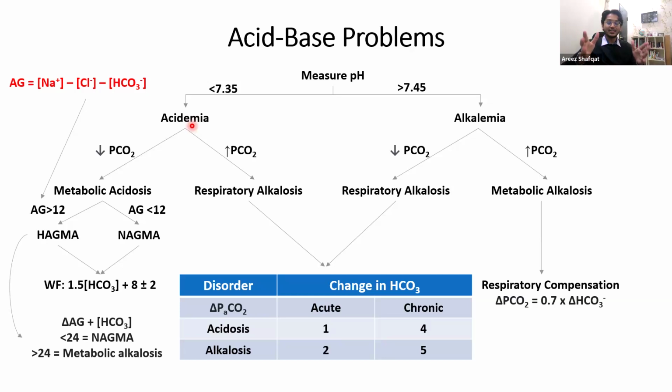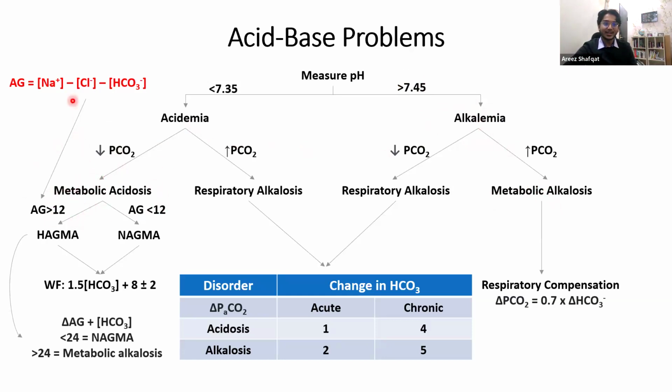So just to keep it straight in your head, look at the pH. If the pH is down, look at the CO2. If the CO2 is down, so the pH and CO2 are going in the same direction, it always means metabolic, okay? Similarly, if the patient is alkalotic, you look at the PCO2 next. If the pH is up and the PCO2 is up, they're both going in the same direction, it's always metabolic, okay?